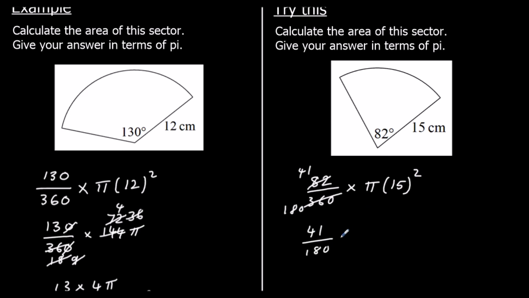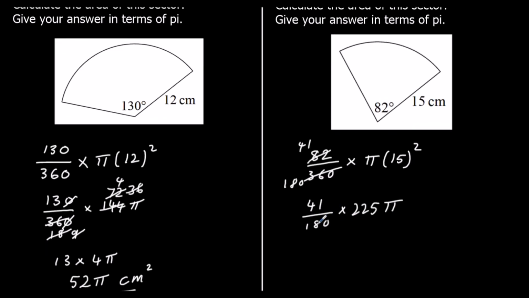15 squared is 225. So I can, well, 180 and 225 are both in the 5 times table. So I will divide top and bottom by 5. So that'll be 36 and 45.